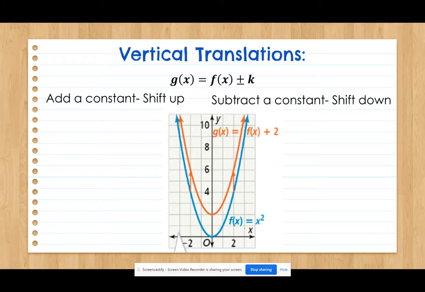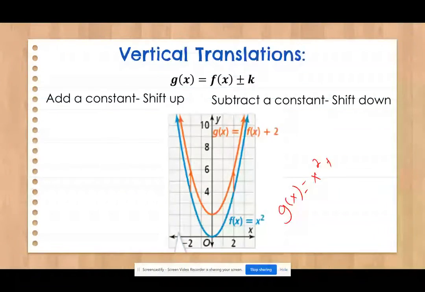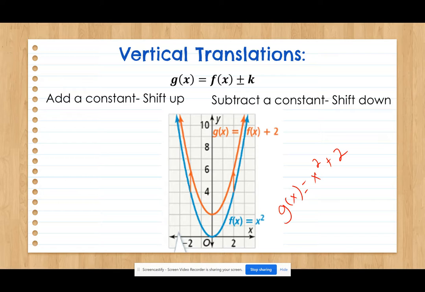So they took the original f of x equals x squared and they added 2 and it made it shift up 2 spaces. Now we have written it differently before. We would write it as g of x equals x squared plus 2. Technically, these are exactly the same thing. Instead of writing the x squared again, they put f of x in its spot.